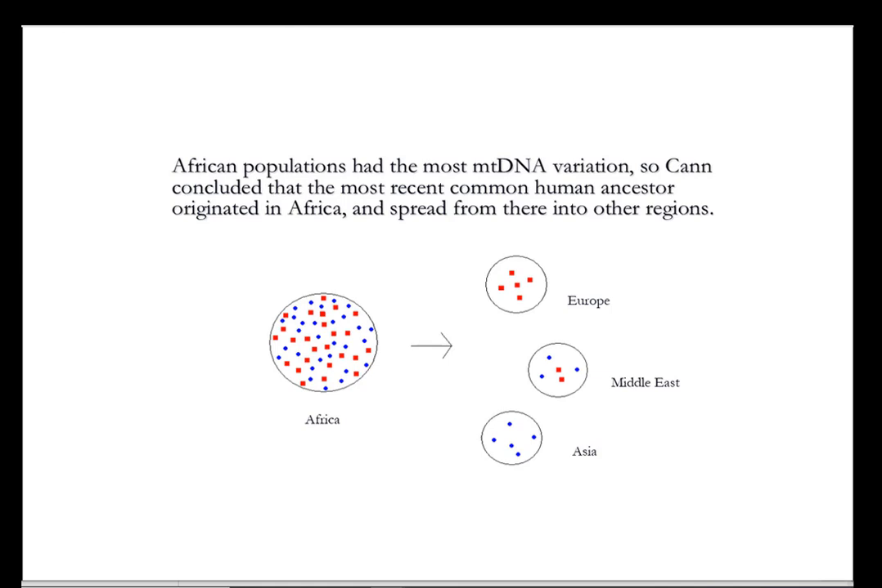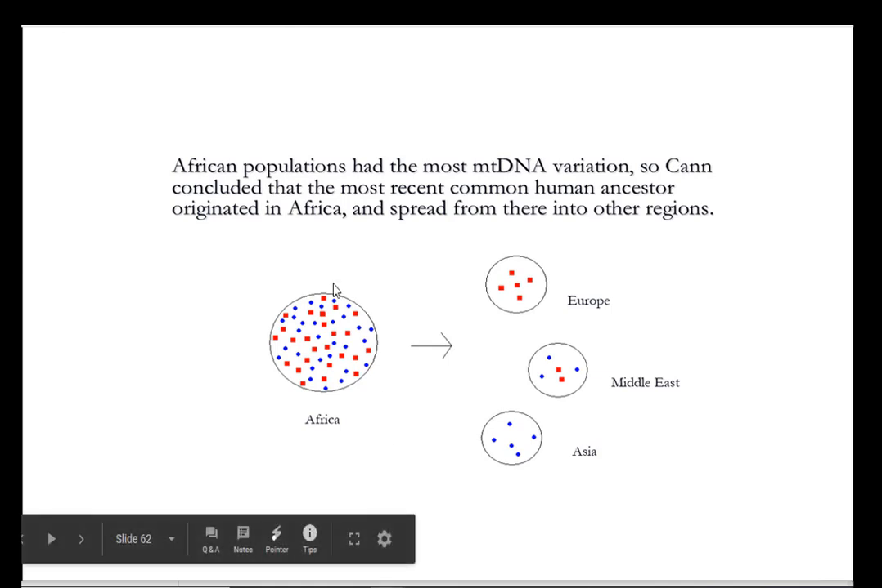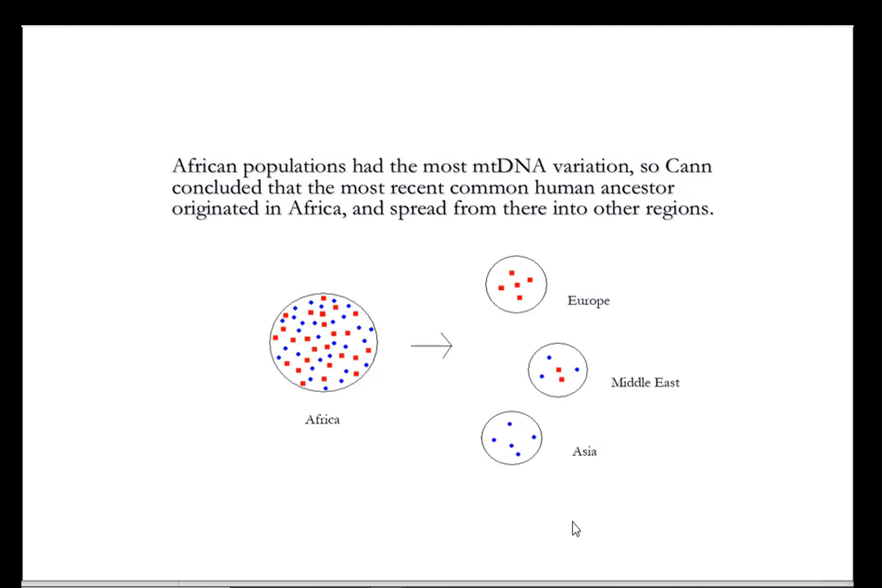This is the same idea where you have all this variation in Africa, right? And only a subset of that variation gets transferred out into Europe, the Middle East, Asia, and then on into the New World, North and South America.